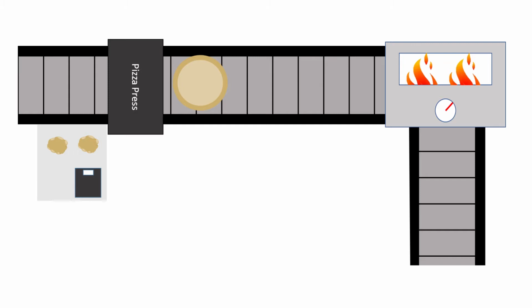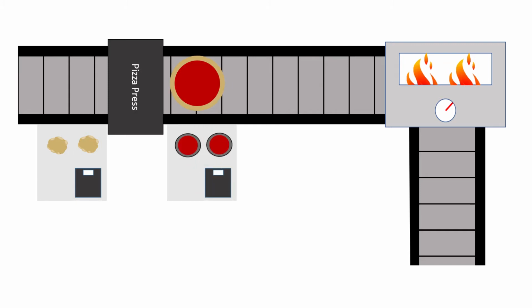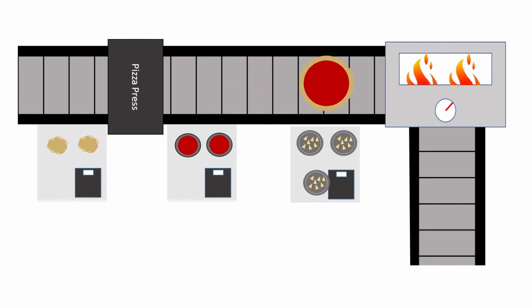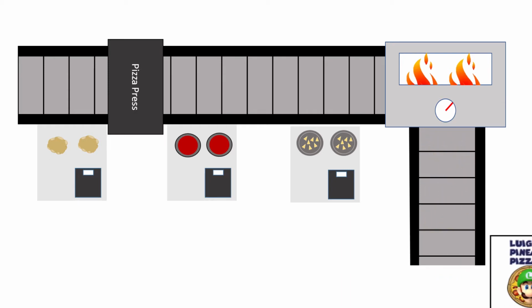The dough for each pizza is exactly weighed and then placed on the production line. The dough is then pressed by a pizza press and given an exact 12-inch diameter. The weighed sauce is added to the pizza. The toppings are then added to the pizza and it is finally moved to the oven.